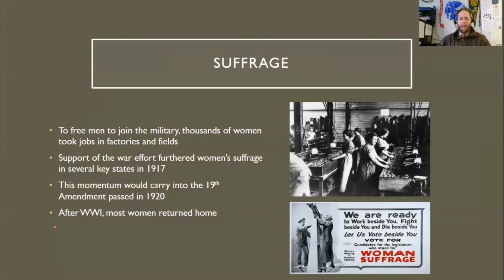So good things for women happening coming from the suffrage movement, hailing all the way back to the Seneca Falls Convention. After World War I, most of the women return home to take care of the 3 C's: the cooking, the cleaning, and the children. Some women will stay in the factories and workplaces, but it's not very common. Most of the women generally accepted that moving into the workplace was a temporary measure, not a permanent advancement socially.